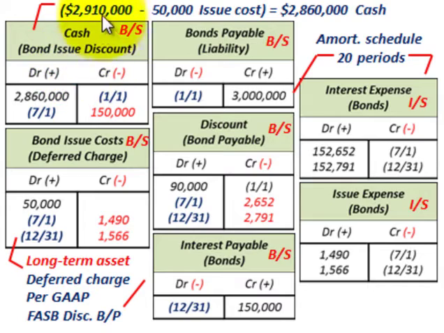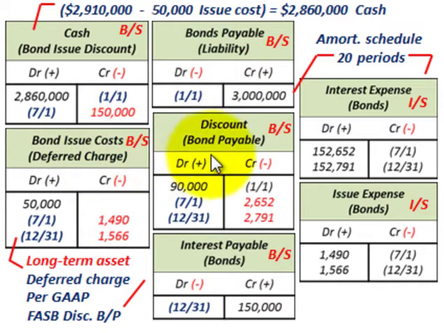So our $2,910,000 is comprised of the $2,860,000, the cash that we received. We actually received $2,910,000, but we have to divide it up and allocate to the bond issue cost, that deferred charge of $50,000 that we calculated. Again, these bond issue costs are a long-term asset. They're a deferred charge, and this is the way we do it per GAAP. We set up this asset account for the bond issue cost. Now, I don't want to confuse things, but with FASB, instead of putting them up as an asset account, these bond issue costs would become a discount.